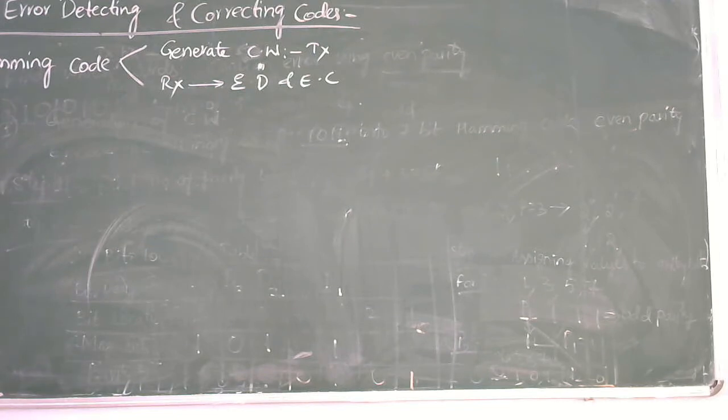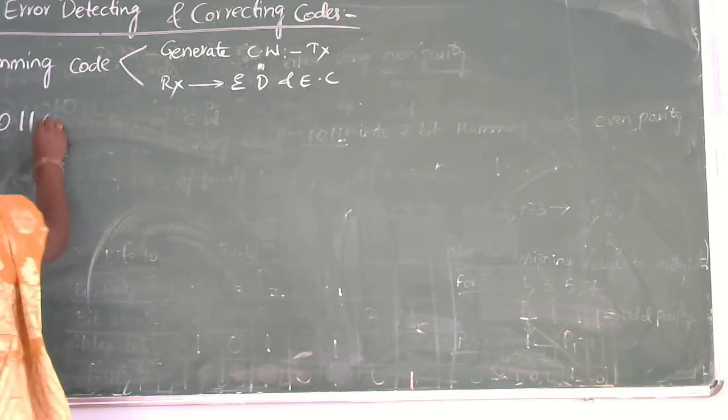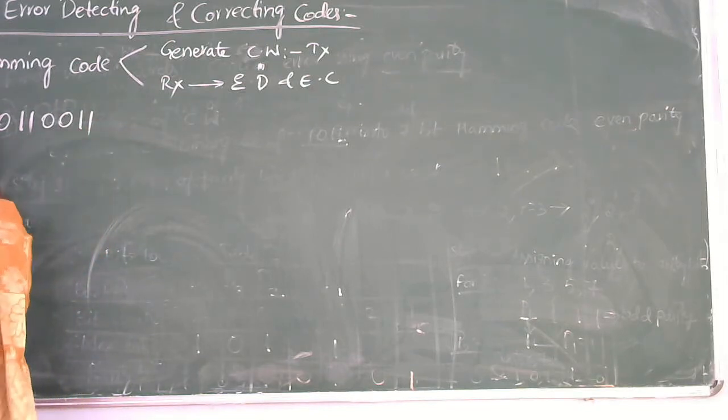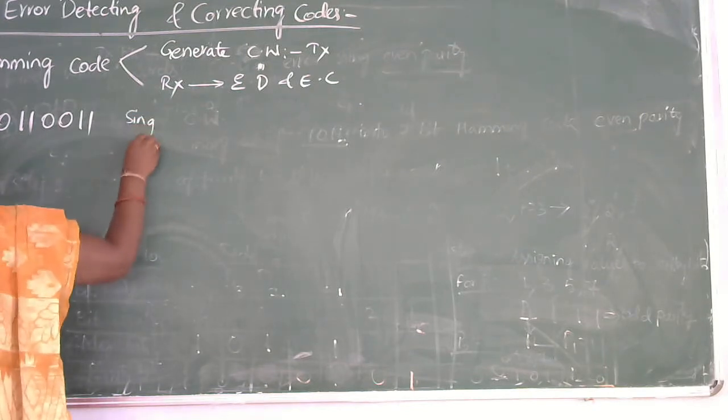In case of detection and correction of an error, I am assuming that instead of giving message bits, they will be giving the complete code word. So here the transmitted code word is 0110011, and the received code word is different from the transmitted code word. Here they are asking to detect and correct a single error.